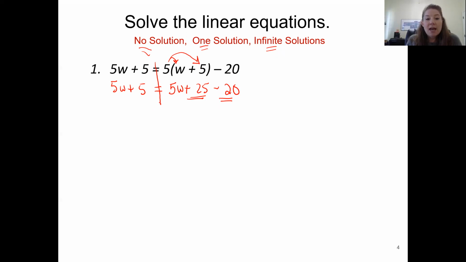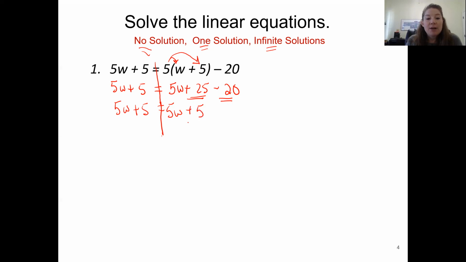So the next step is combining like terms. You can't combine across an equal sign. That's another reason for this line, to remind you that you cannot combine positive 5 with positive 25 because they're on opposite sides of the equation. So I'm going to bring down what I see on the left side of the equal sign, and I'm going to combine these like terms. So 25 minus 20 is positive 5.